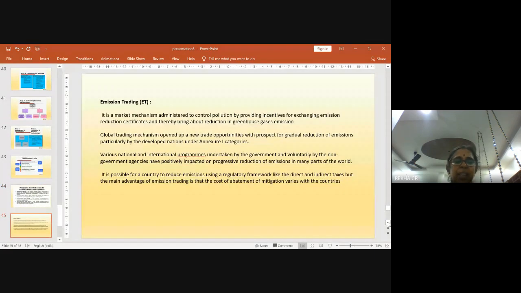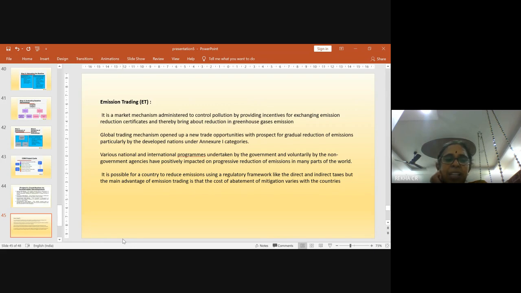Next one is emission trading. It is a market mechanism which is administered to control pollution by providing incentives for exchanging emission reduction certificates, and thereby bring about reduction in greenhouse gas emissions.